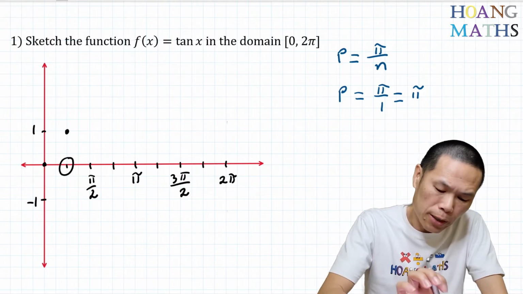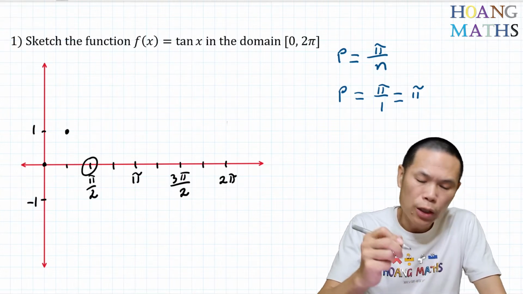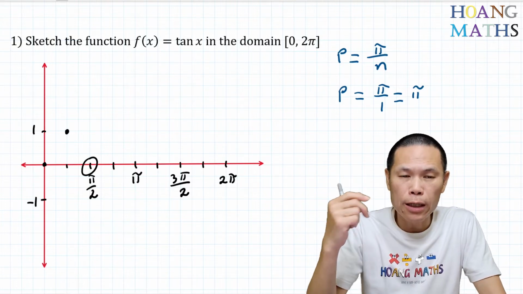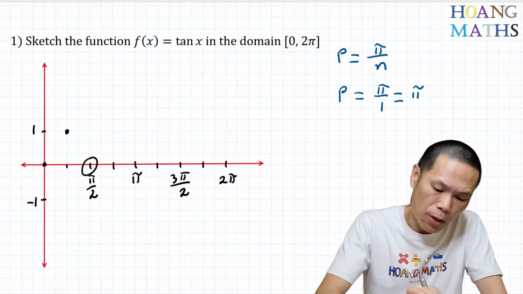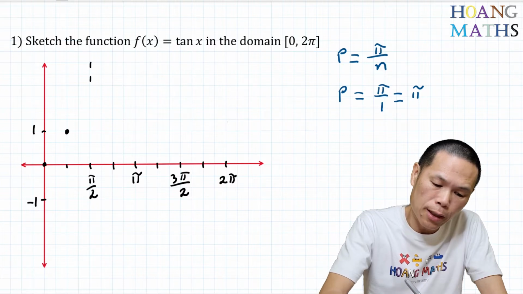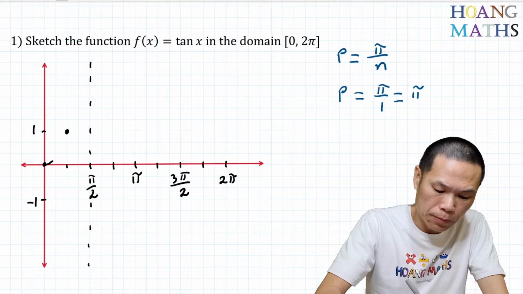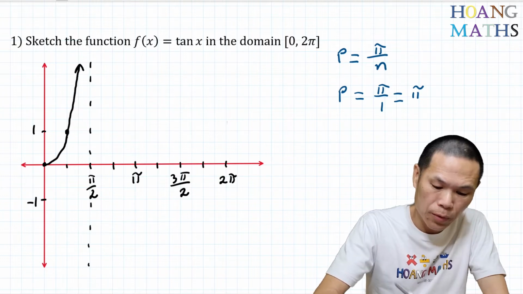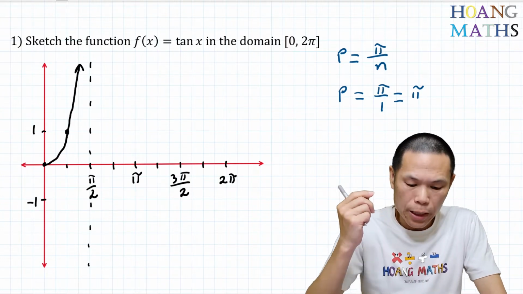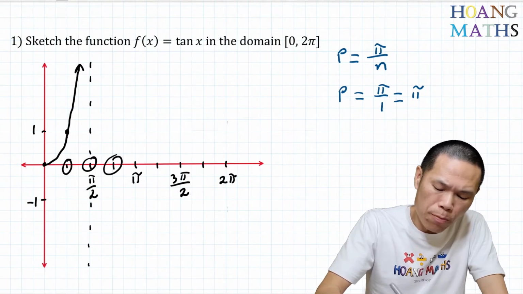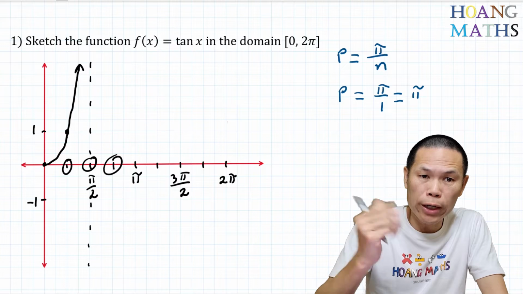And the next point is pi over 2. So we just put it on a calculator. So tan of pi over 2 is undefined. So therefore, we know that there is a vertical asymptote here. Now we just join this up. So there you go. And the next lot is we have pi over 4, 2 pi over 4, 3 pi over 4. So we just put that on a calculator.